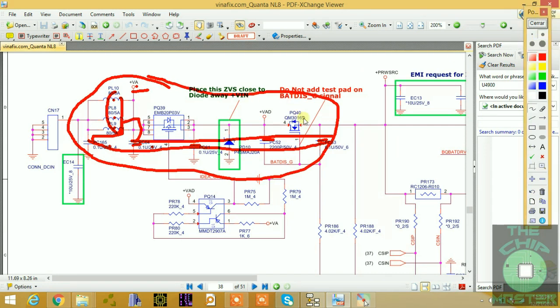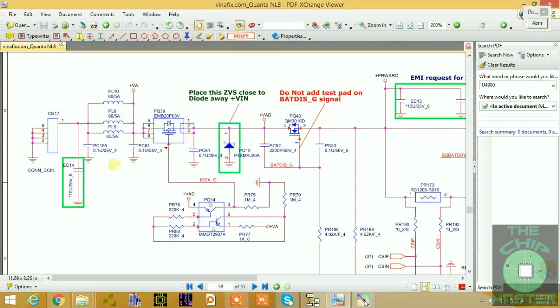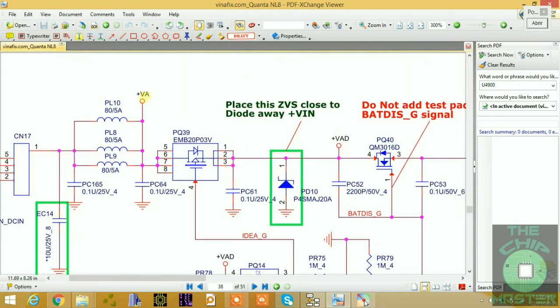So this is the process of how they develop the board to protect you from EMI, right? And EMI stands for, as I said before, electromagnetic interference. Alright, so as you can see, when you plug in the adapter, this is the DC jack, right? This is your coil. Then after coming through PL10, PL8 and PL9, it produces VA, right?